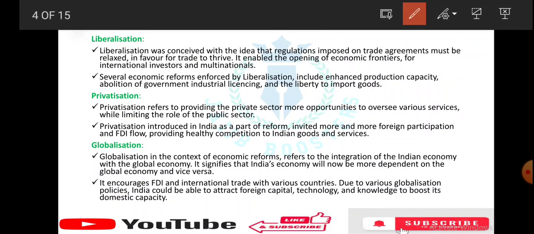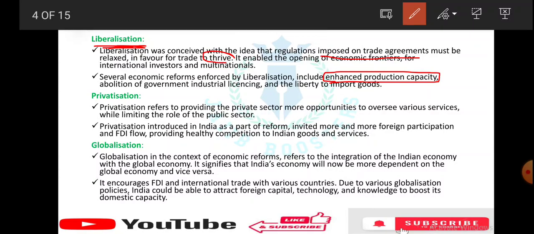Next, we are discussing the LPG concept, which is liberalization, privatization, globalization. What is liberalization? Liberalization was conceived with the idea that regulations imposed on trade agreements must be relaxed in favor of trade to thrive. Thrive means to grow well, to flourish. It enabled the opening of economic frontiers for international investors and multinationals. Several economic reforms enforced by liberalization include enhanced production capacity, abolition of government industrial licensing, and the liberty to import goods. What is the main thing we can understand through liberalization? It is nothing but that regulations imposed on trade agreements must be relaxed. It also includes enhanced production capacity, which means there has to be an improvement in production capacity.